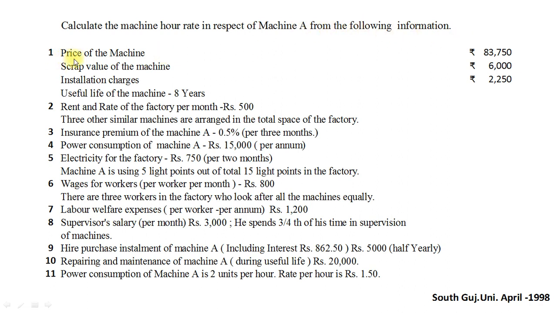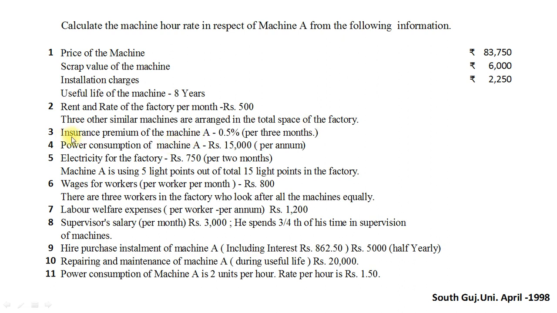Number 1. Price of machine rupees 83,750. Scrap value of the machine rupees 6,000. Installation charges rupees 2,250 and useful life of the machine is 8 years. Number 2. Rent and rates of the factory per month rupees 500. 3 other similar machines are arranged in the total space of the factory.